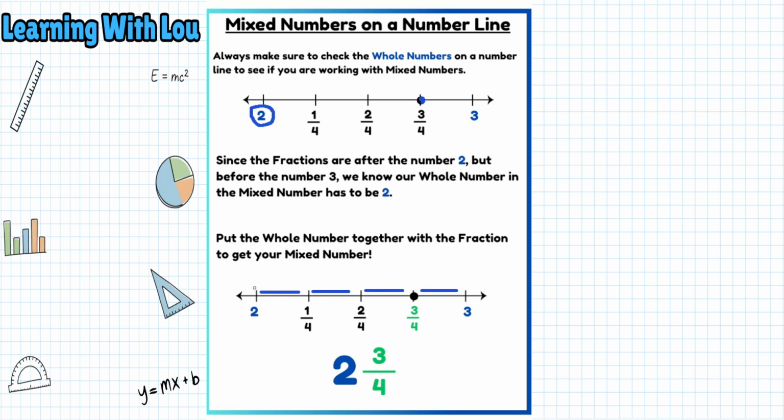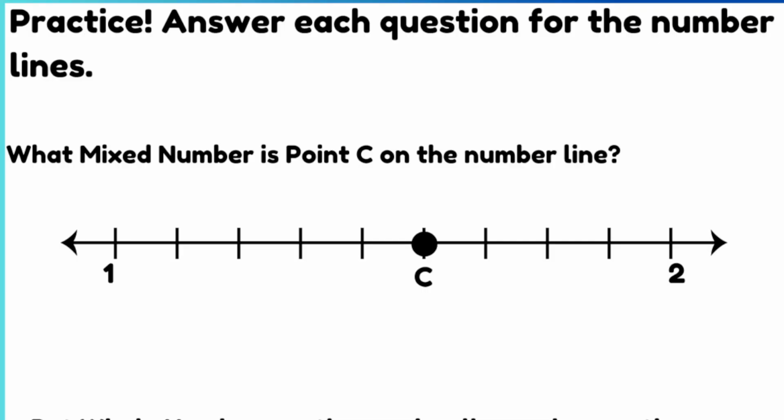So we just have to count. 1, 2, we are 3/4 into the number line. We're 3/4 past the number 2. So our mixed number would be 2 and 3/4 here on the number line. So one more time, I'm going to ask you to pause here and take a look at this number line with point C. I want you to think about, what mixed number would point C represent?